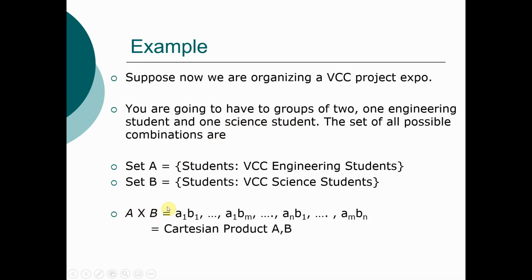can be found by the cross product between these two sets, set A and set B, where set A is the set of all engineering students and set B is the set of all science students.